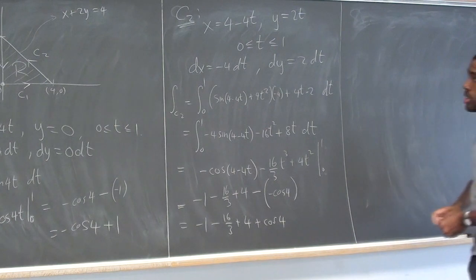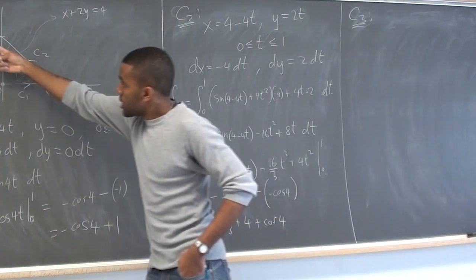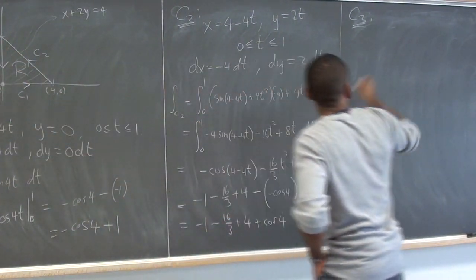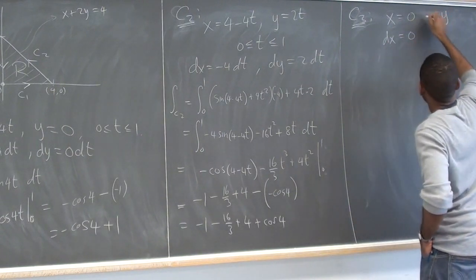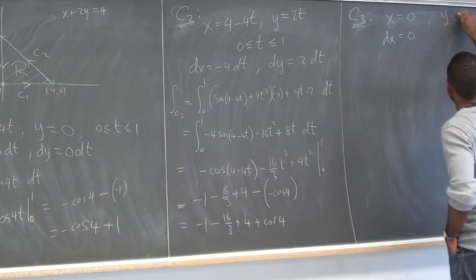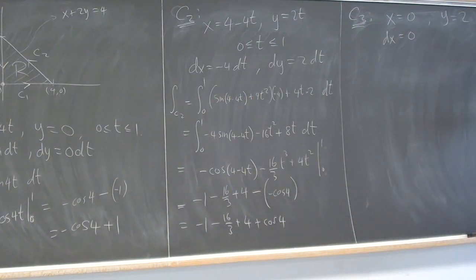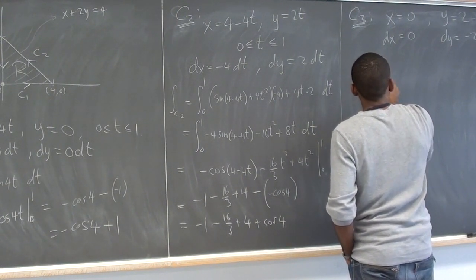And then finally, the last curve, C3. In C3, my x value remains constant at 0. So x is 0, dx is 0. My y value starts at 2, but then decreases to 0. So I put the initial point, starts here. What do I have to add or subtract to get to 0? I have to subtract 2, attach a t to that. t goes from 0 to 1. My dy would be minus 2 dt.